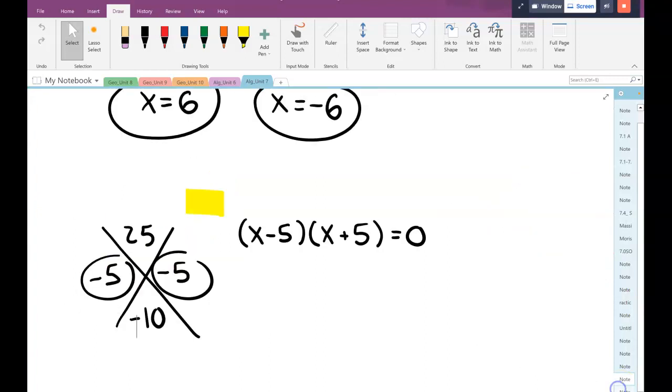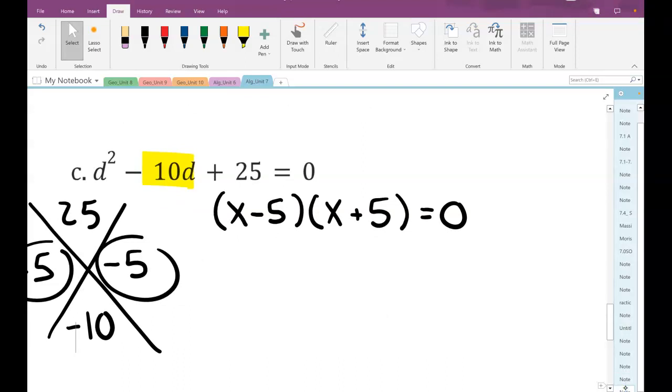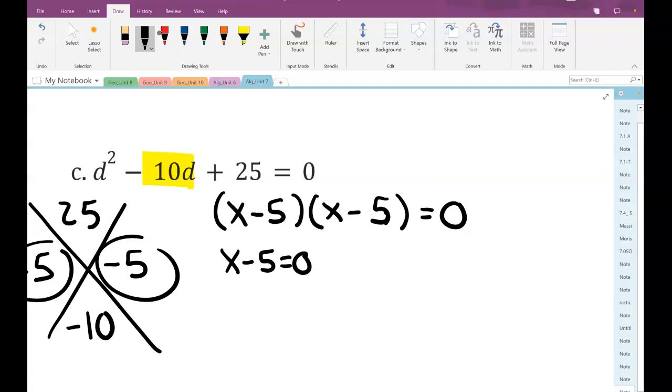this is, just right away without doing any work, x minus 5. And this one should be x minus 5 too. I didn't write it correctly. And we want to solve. So to solve, we have to use our zero product property. So we have x minus 5 is equal to 0, and x minus 5 is equal to 0. Both of these are the same, so we're going to get the same answer. Here x is equal to 5. Here, x is equal to 5 as well.